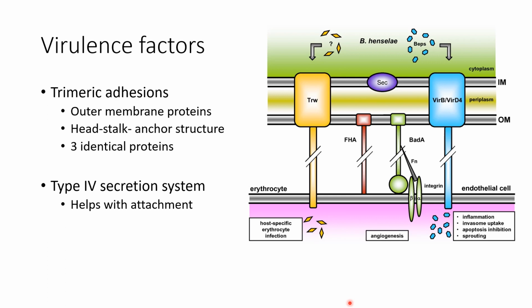And this ensures that there's a stable connection to the host cell for more bacteria-host cell interactions by the type 4 secretion system and the TRW system. This is the type 4 secretion system, and this is the TRW.